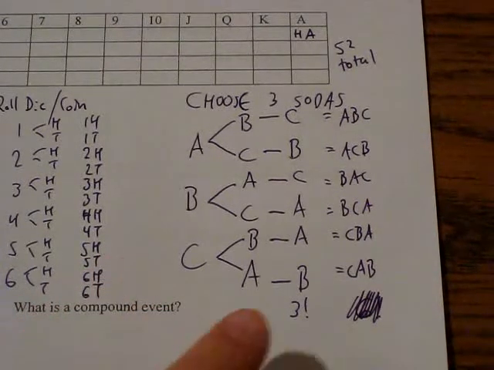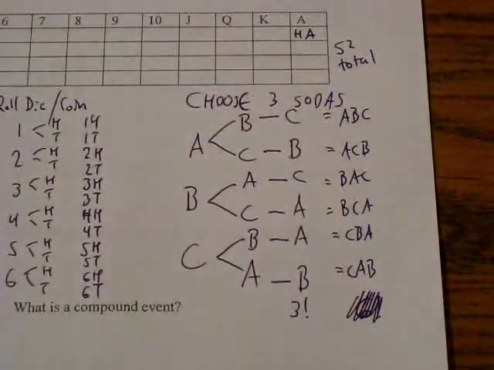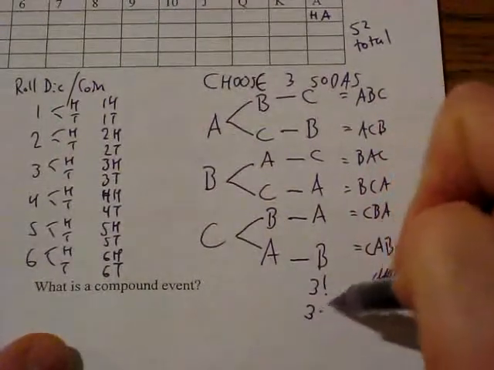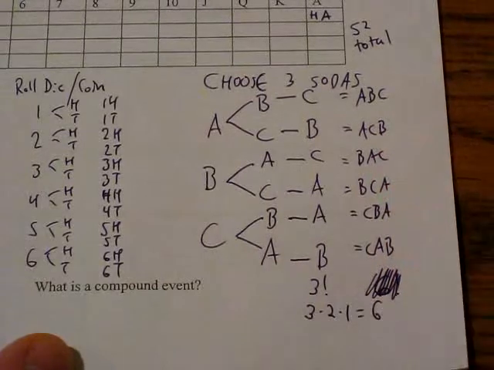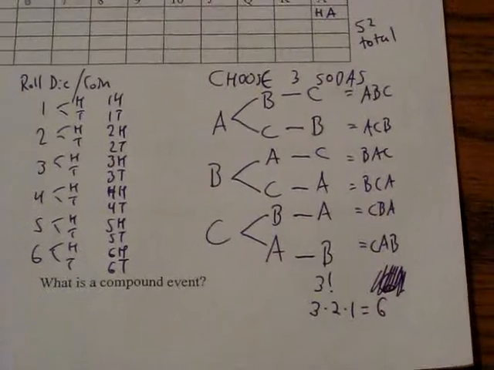And if you choose 3, then you would have 2 choices in the end, and then you'd have 1, which would give you 6 choices. Or 3 times 2 times 1 equals 6. And we're going to talk more about that in the next video for the next lesson.